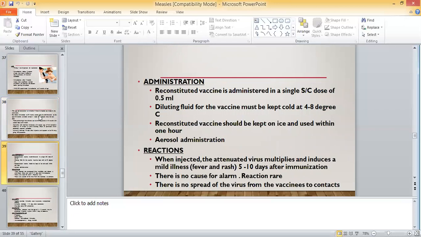Administration is subcutaneous, 0.5 ml, and it is given as a reconstituted vaccine. It should be kept on ice at 2 to 8 degrees centigrade. In reactions, some children can get fever and rash, which lasts for 5 to 10 days, but no serious complication occurs from the vaccination.